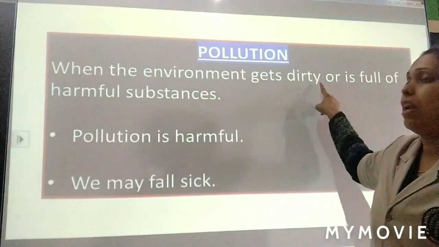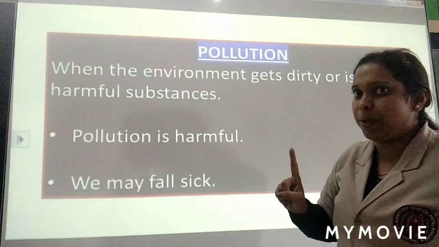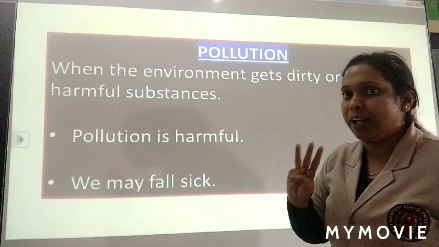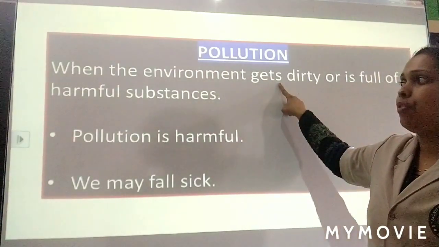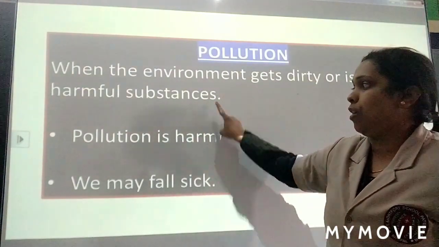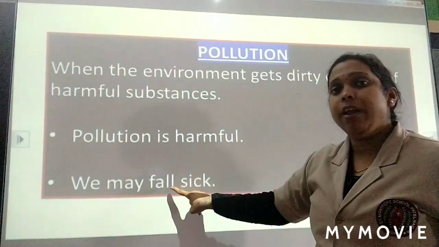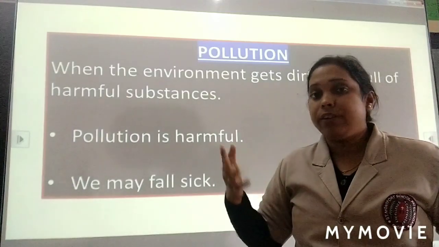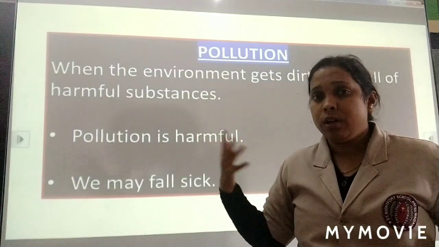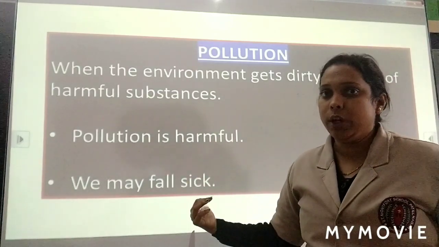So, when the environment gets dirty, how can the environment get dirty? We have seen in the first picture, the 3 pictures that I have shown to you. So the environment is dirty or is full of harmful substances. Pollution is very harmful for us. Why? Because we may fall sick. If we inhale that dirty smoke, a lot of dirty smoke, what will happen to us? We may fall sick. Okay.